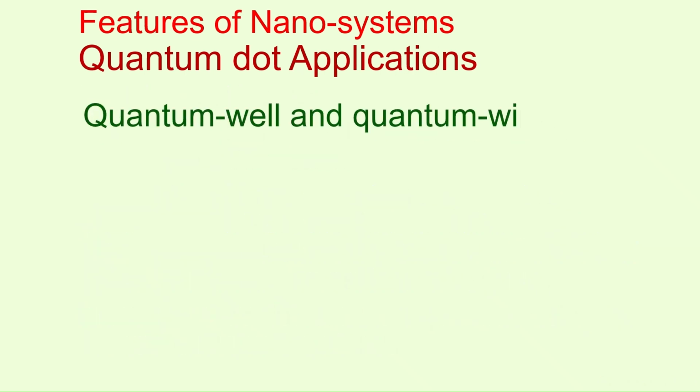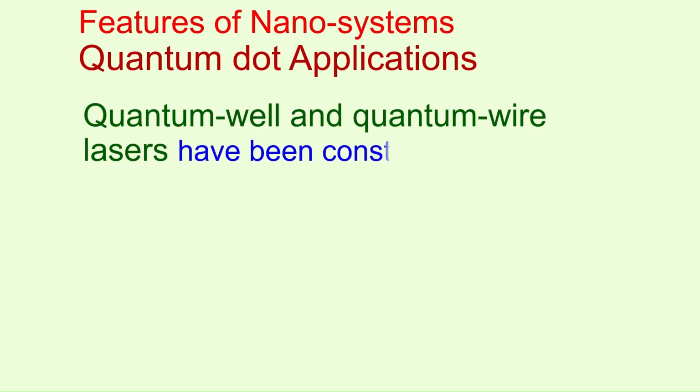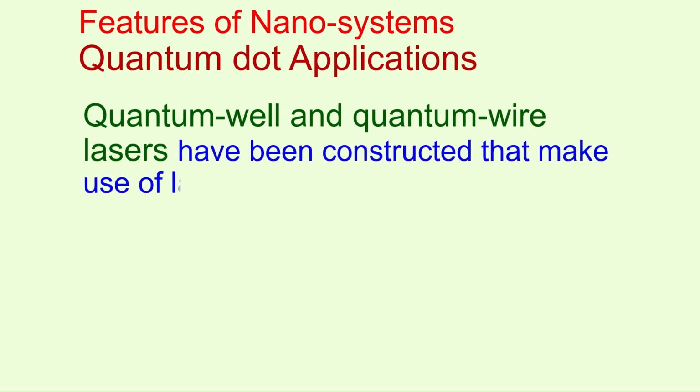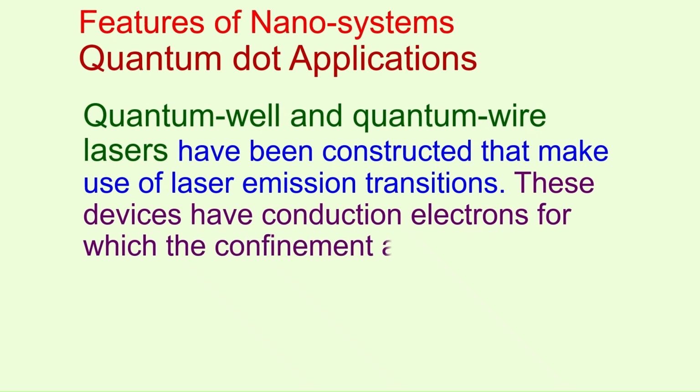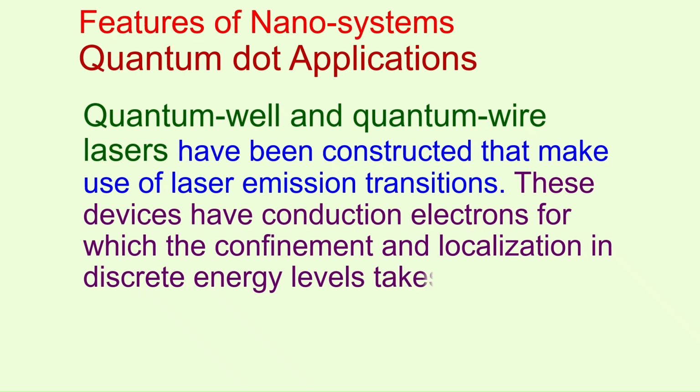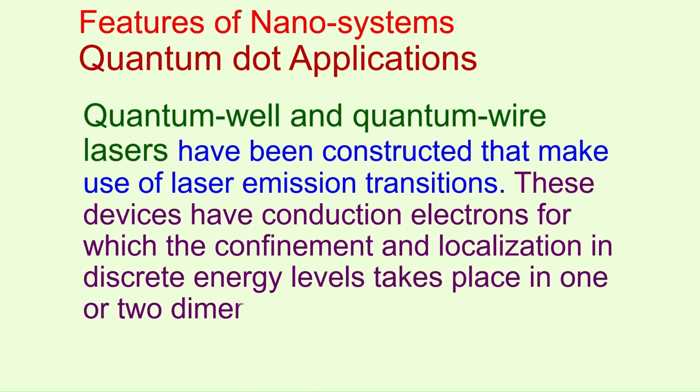Quantum well and quantum wire lasers have been constructed that make use of laser emission transitions. These devices have conduction electrons, for which the confinement and localization in discrete energy levels takes place in 1 or 2 dimensions, respectively.